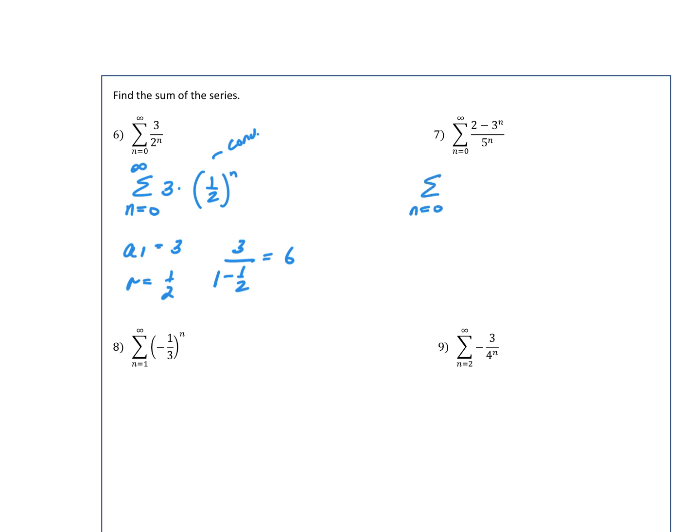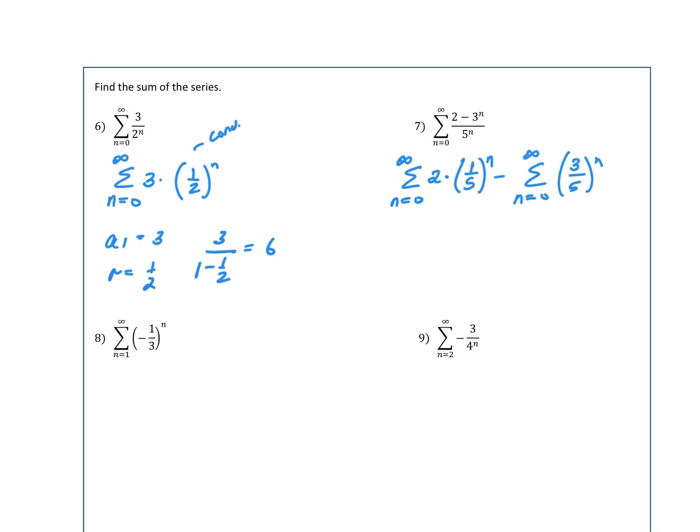For number 7, we just did this one to see if it converged or diverged. We said it converged. So I'm just going to write this as 2 times 1/5 to the nth power minus 3/5 to the nth power. So they both converge, so we can find the sum of this one, we can find the sum of this one, and then we will combine them.